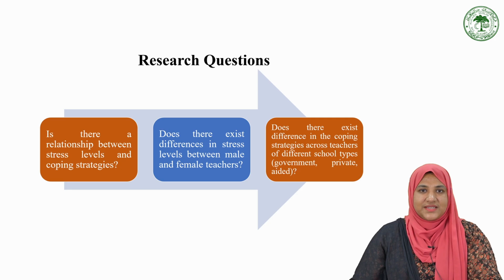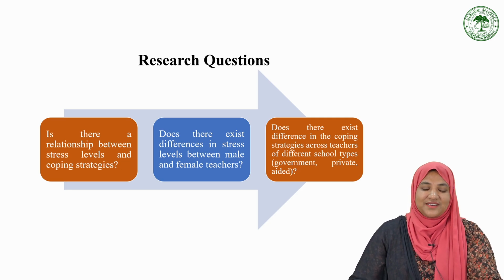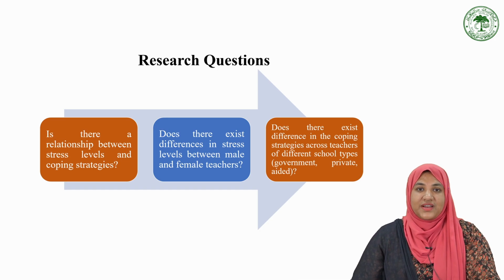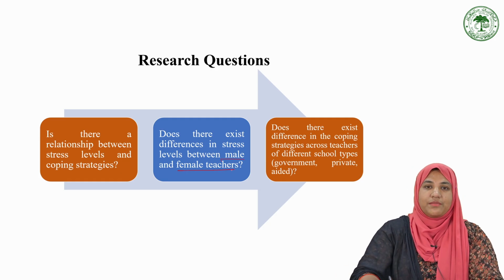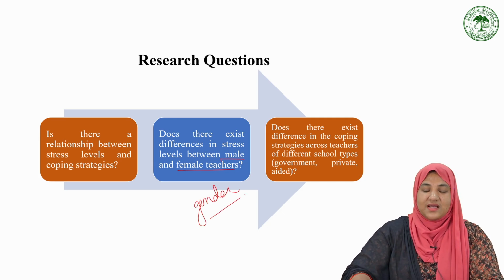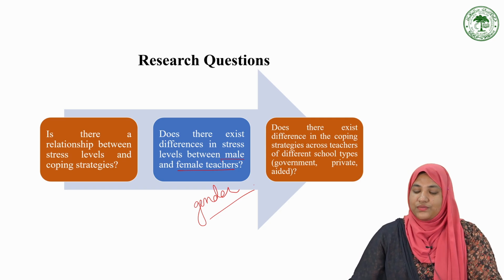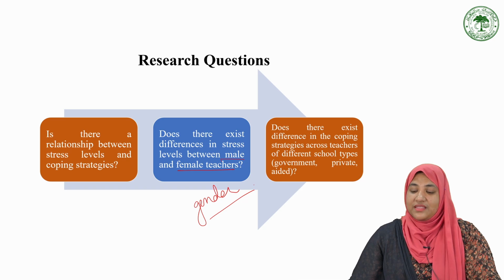I have just taken certain examples. The first one is, is there a relationship between stress levels and coping strategies? Just check whether there is any relationship. And the next research question formulated is, do there exist differences in the stress levels between the male and the female teachers? Here I have taken only one subsample, that is gender. And the third research question that has been formulated is, does there exist a difference in the coping strategies across different school types?